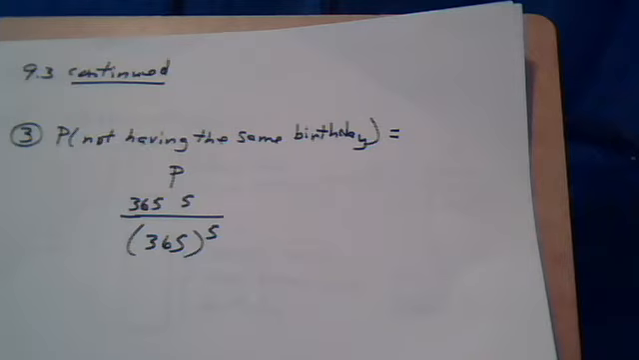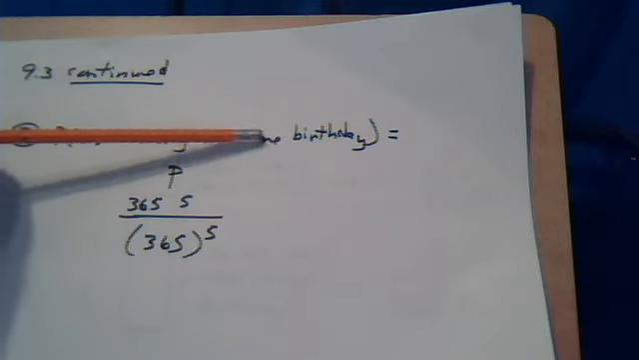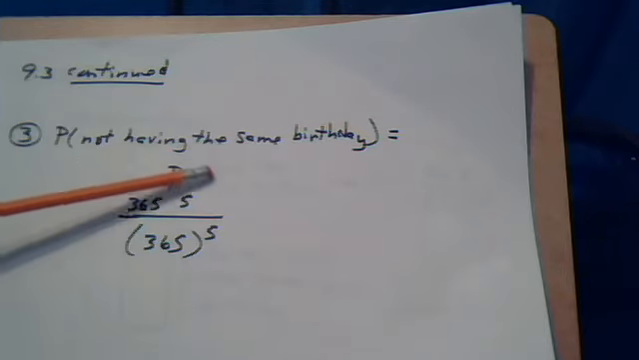So we did the counting. Now let's bring in the probabilities. The probability of not having the same birthday. So remember, in a probability, you have a numerator and a denominator. What's in the description of the probability you're looking for, that's going to be answered by the numerator.